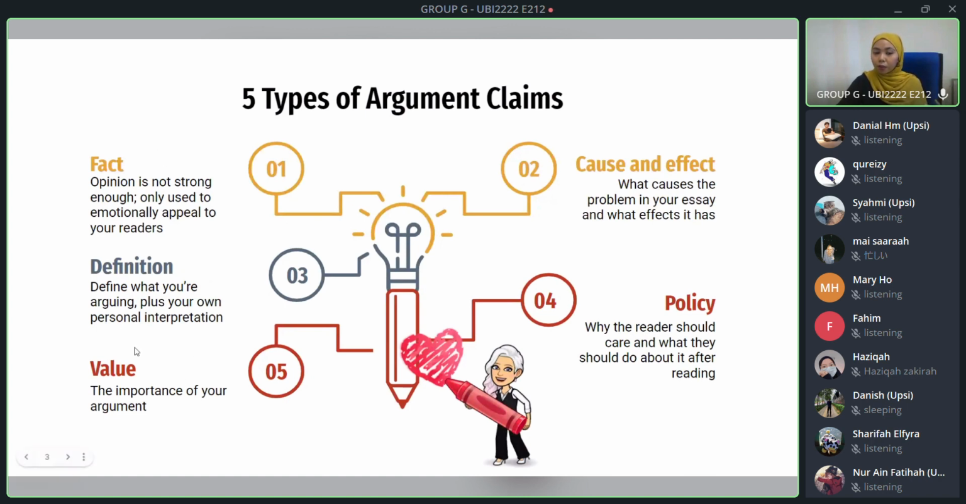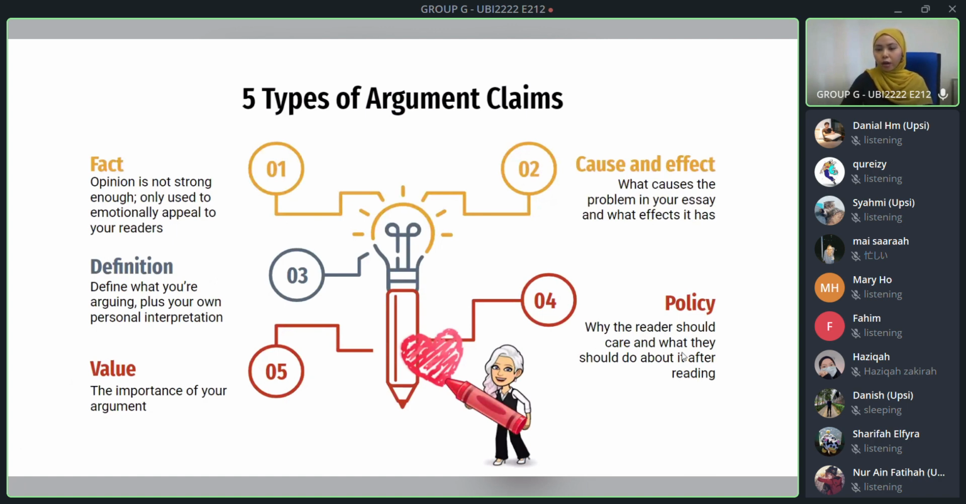If you want to talk about something that you have a value that you held high, that is the importance of the argument. Okay. Again, I cannot tell you which one or which aspect to choose because everything goes back to you, how you would like to approach the question.